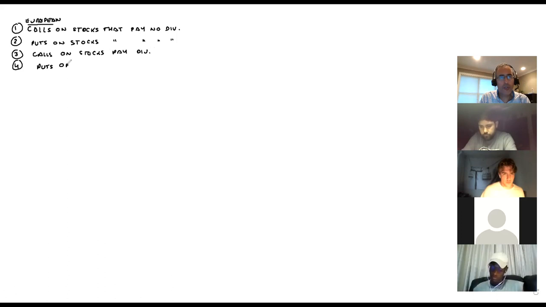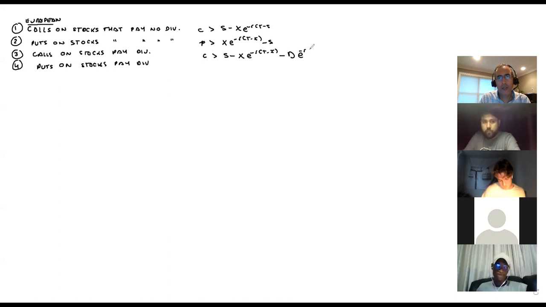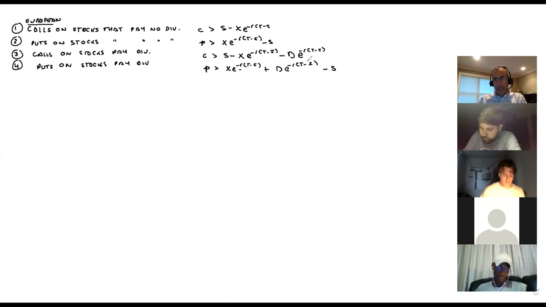And puts on stocks that pay dividends. So from here, what we said, guys, is that C should be larger than, from here P should be larger than, and here C should be larger than, and then finally here, minuses. So these were the cases that we discussed during the previous class.